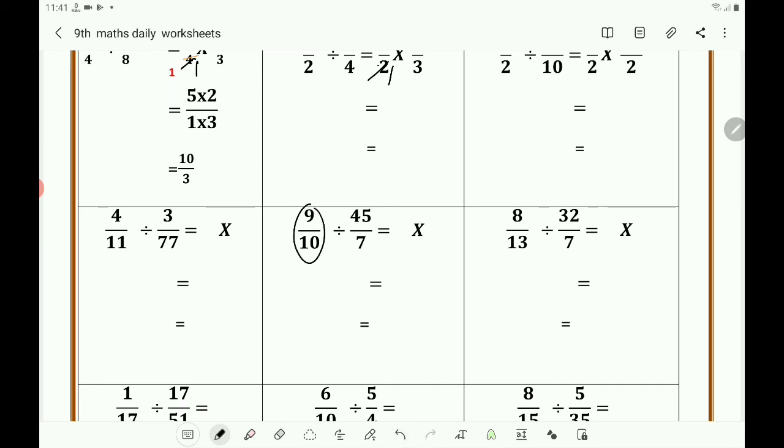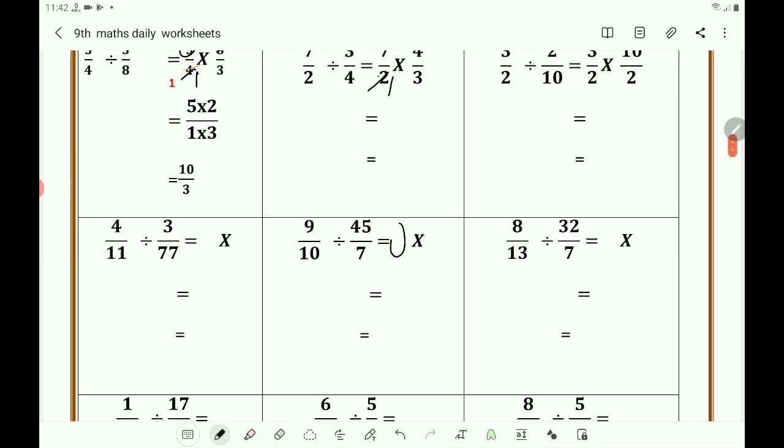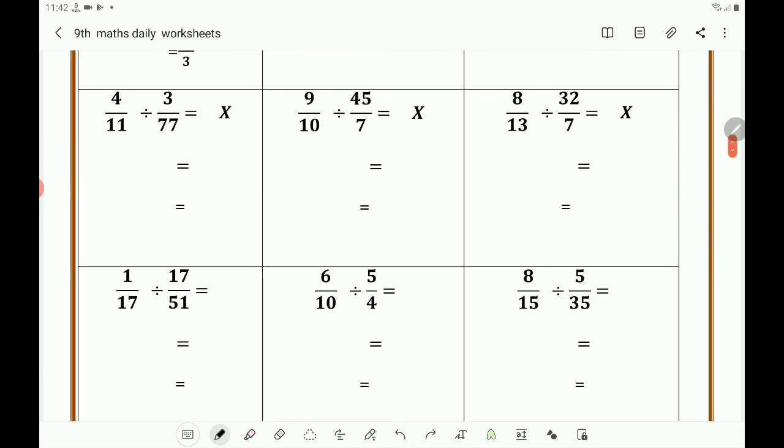Then here 9 by 10 divided by 45 by 7. Here also write the first fraction as it is. Then write the reciprocal of 45 by 7. That becomes 7 by 45. Next, 8 by 13 divided by 32 by 7. Here also write the first fraction as it is, into the reciprocal of the second fraction. Then simplify.